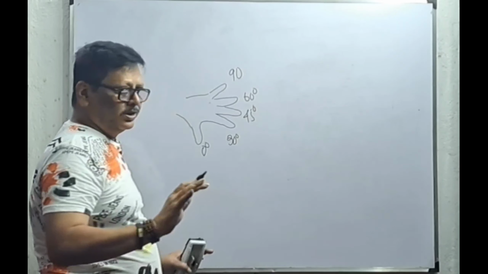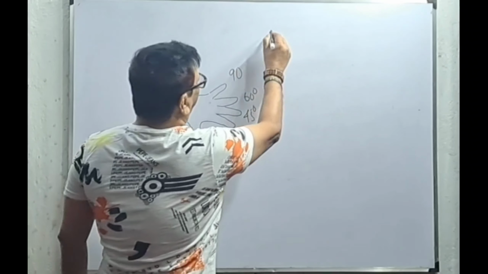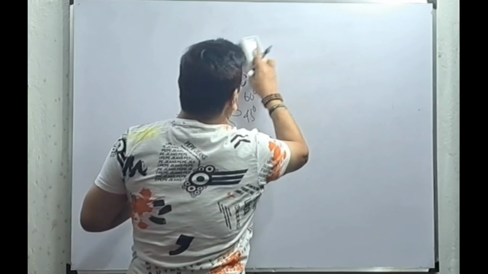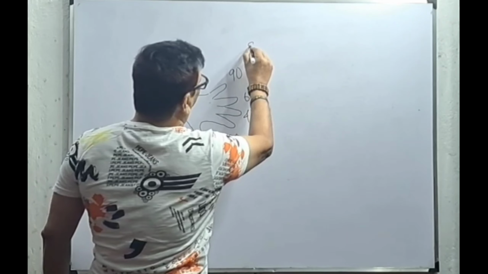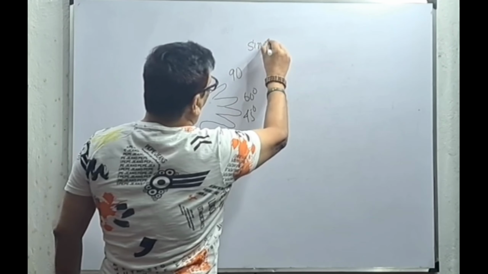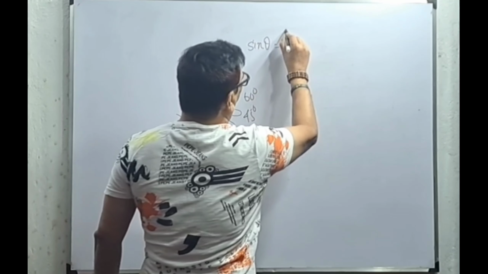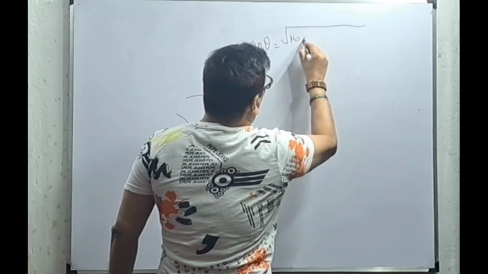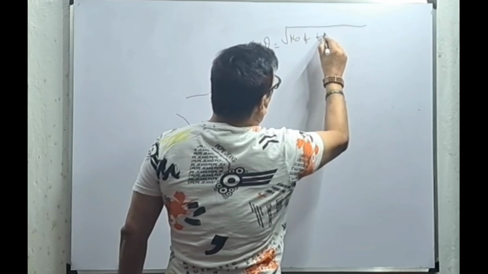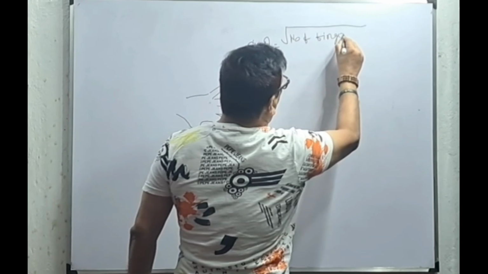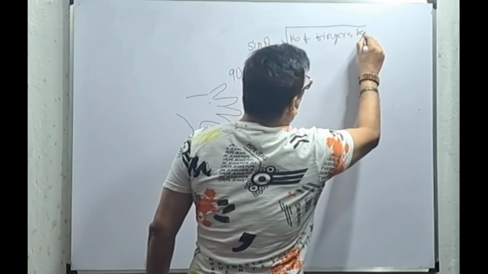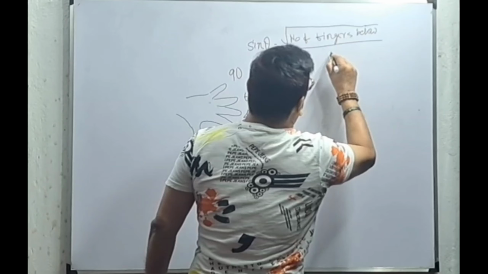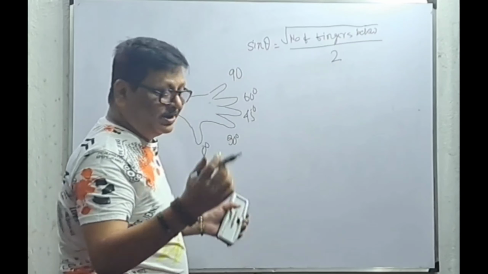Now here is a rule. For sine theta, let's write it a bit away. Sine theta is equal to root over the number of fingers below, divided by 2.